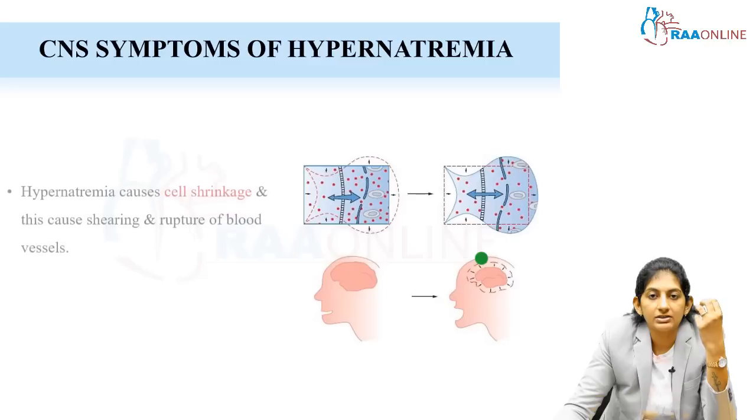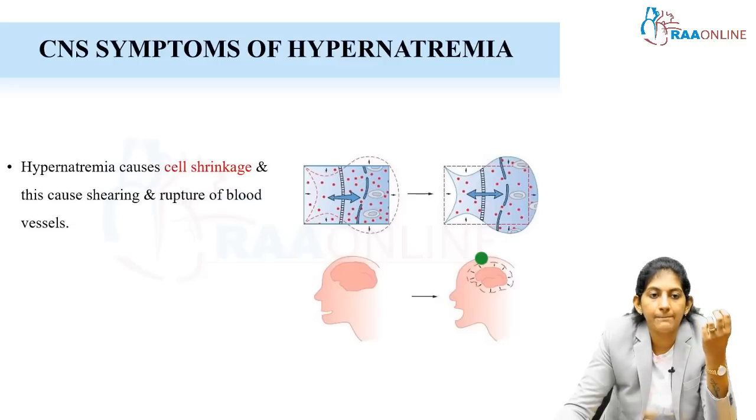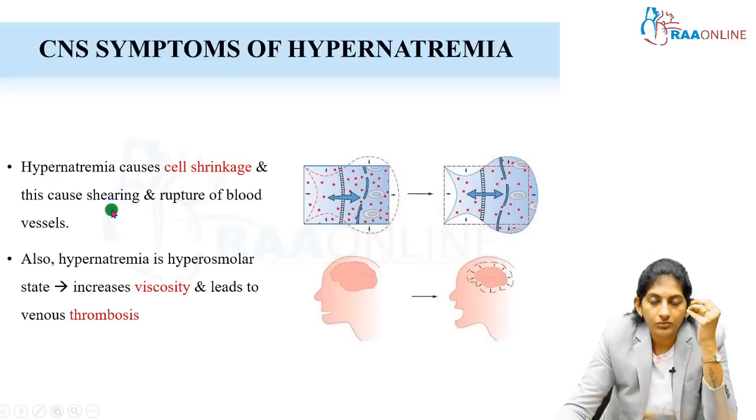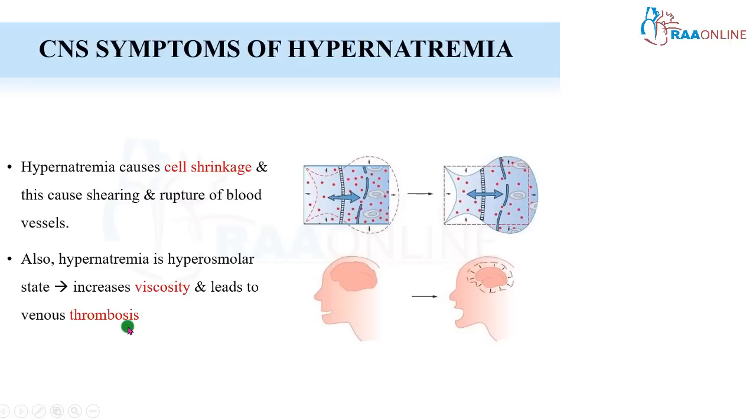Okay, so cell shrinkage will happen and that causes shearing and rupture of the CNS blood vessels. Also, hypernatremia, we know it is a hyperosmolar state. Because it is a hyperosmolar state, it will increase the viscosity and it is a high risk for venous thrombosis. This is also very, very important.